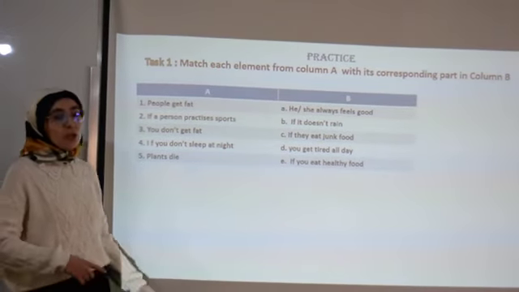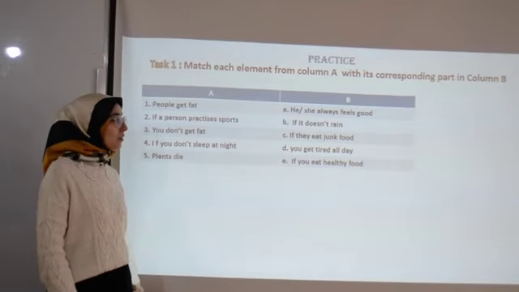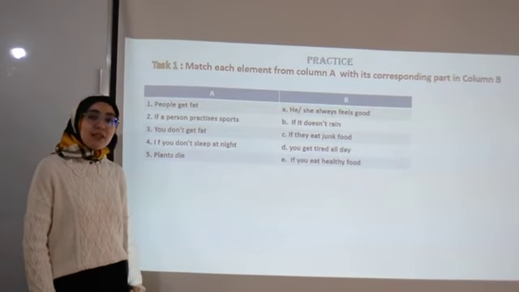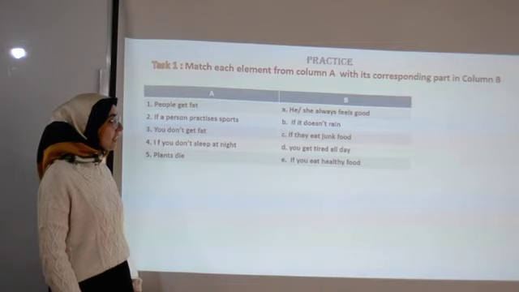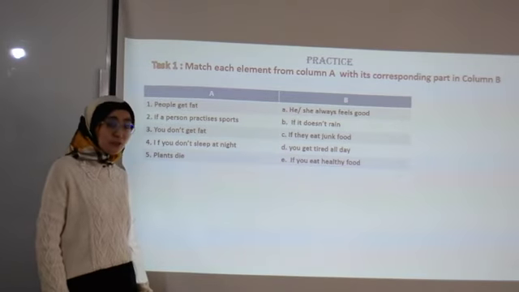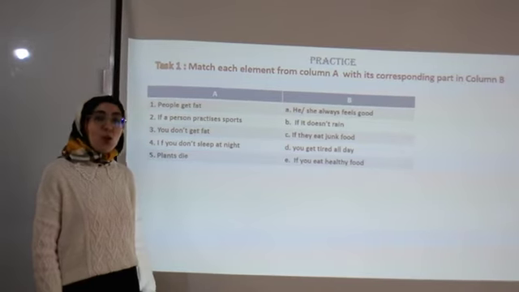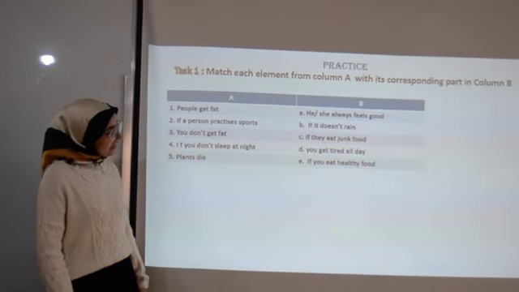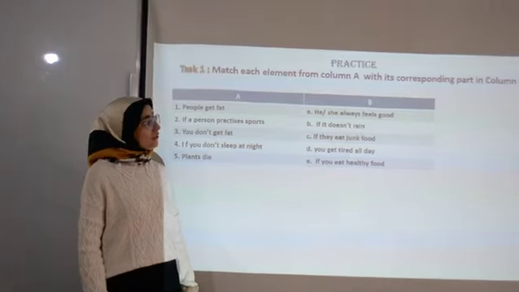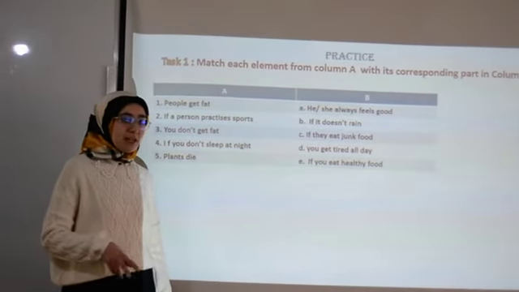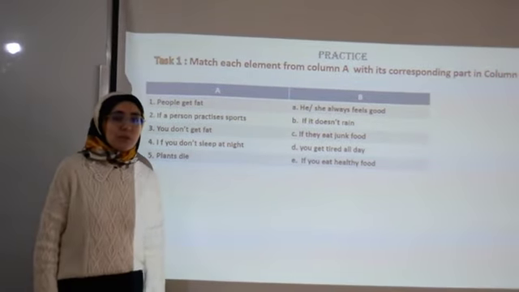We move to column B. A. He or she always feels good. B. If it doesn't rain. C. If they eat junk food or fast food. D. You get tired all day. And E. If you eat healthy food. I give you 2 minutes. Then we move to the correction.